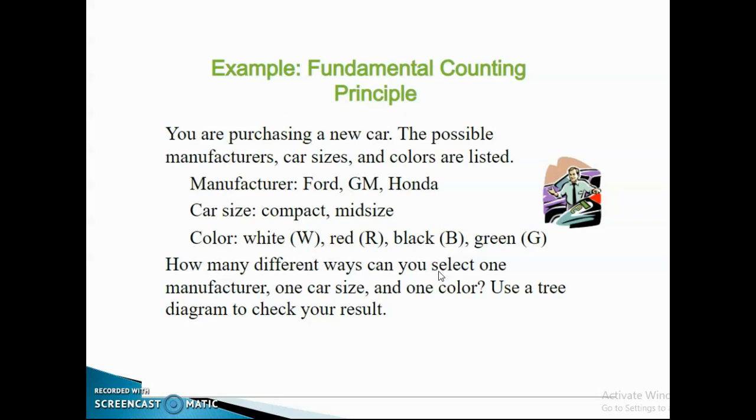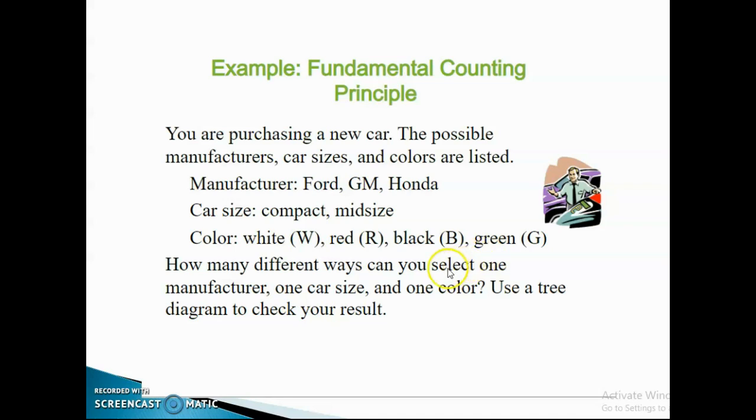An example of fundamental counting principle in extended form is: let's suppose you are purchasing a new car. The possible manufacturers, car sizes and colors are listed. The three manufacturers are Ford, GM and Honda. The two car sizes available are compact size and mid size, and four available colors are white, red, black and green. Now the question is, how many different ways can you select one manufacturer, one car size and one color?